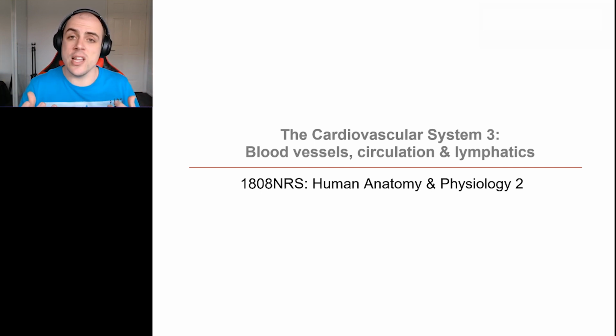So the heart is essentially a pump, and the pump obviously needs some plumbing, it needs some pipes, and that's what we are going to be focusing on in this series. We're going to be focusing on blood vessels and looking at the circulation, so where the blood is indeed going and how it gets there.